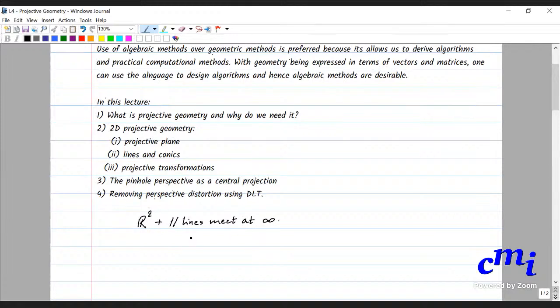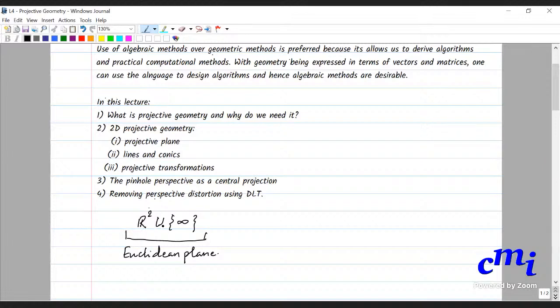Which means you take R2 union, I'm not saying that infinity is a point, I'm saying the notion of infinity. So you take R2, which means the set of all points x comma y such that x and y are in R, union the notion of infinity. And these two together will define what is your Euclidean plane, the infinite plane.